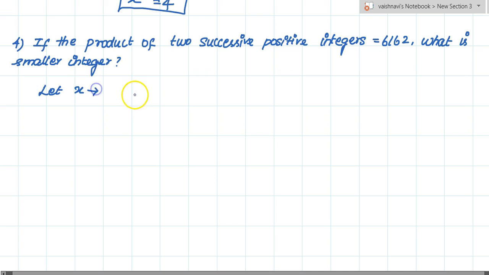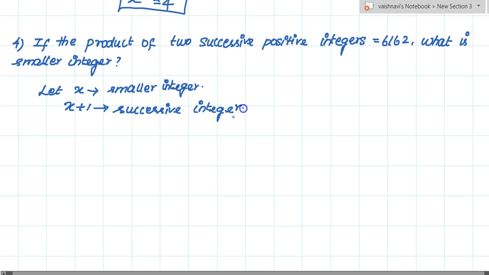So let the smaller integer be x, okay? Successive number means next number. So x plus 1 will be the successive integer. The product of x and the successive integer, right? Smaller integer and successive integer. So x into (x plus 1) is equal to 6162. When you multiply it, x square plus x equals 6162.